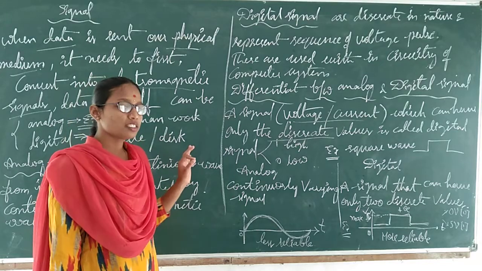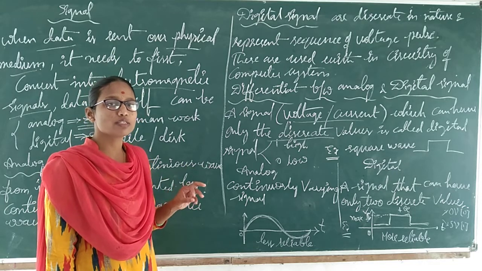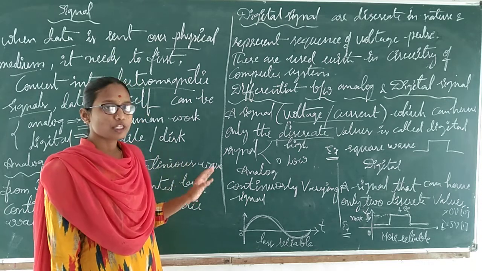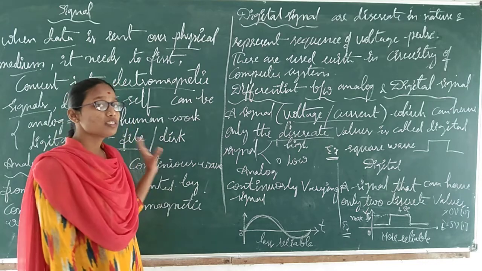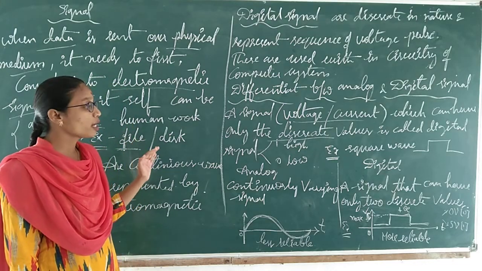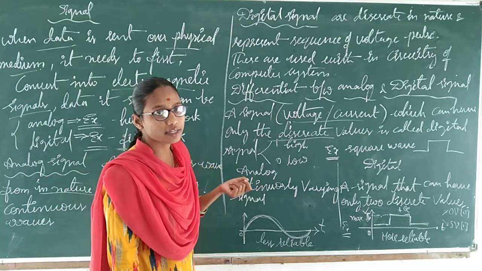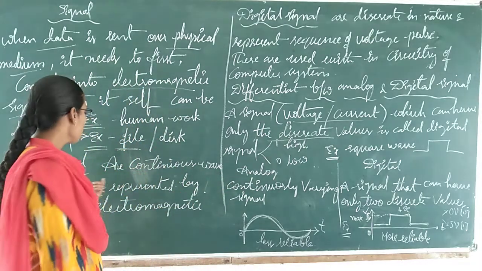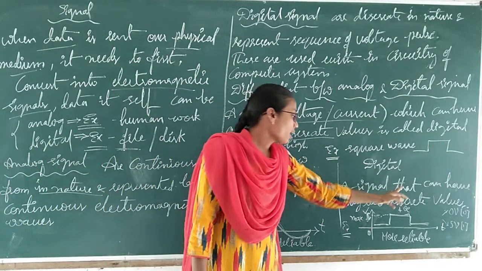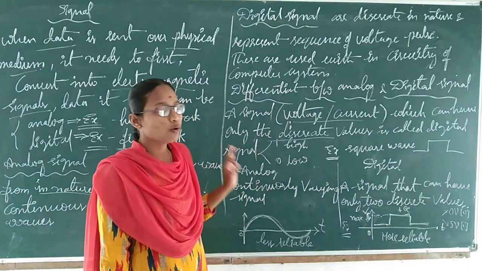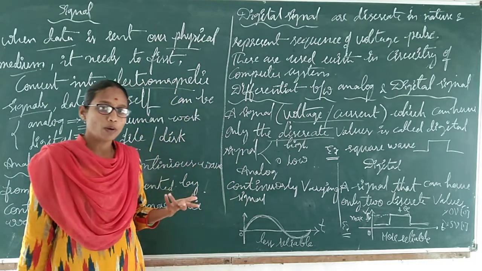In the previous lecture we discussed the classification of computers on the basis of working principles: types of computers, analog, digital, hybrid. Now in this lecture, the signal. What is a signal? What types do signals have? There are two types, analog signal and digital signal. An analog signal has continuous waveforms, and a digital signal can have only two discrete values, 0 and 1, where 1 is high power and 0 is low power.